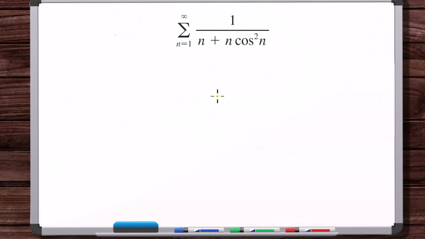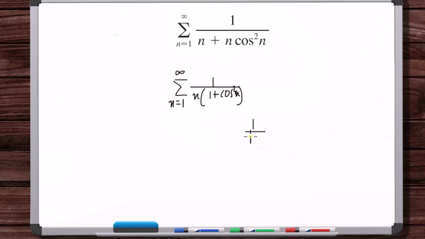Okay, so here we can write this. I wonder if this reveals anything. So n times 1 plus cosine squared. I feel like maybe we can do a comparison test with this. Yeah, let's try a comparison test.